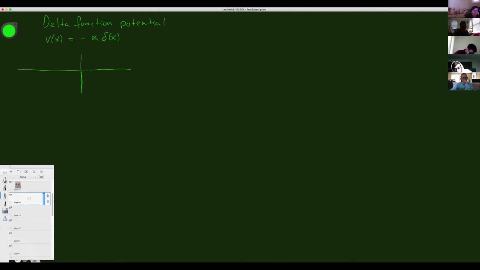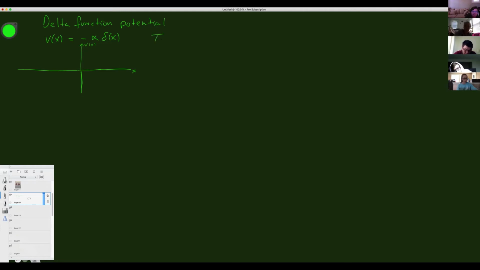And right here at 0, this is B, this is X. Right here at 0 is our spike. And then everywhere else it's 0, right? So it is 0 everywhere else except for that spike where it's minus infinity. Well, minus alpha times infinity. Okay. All right. So for the TISE, if we write down the TISE, right?